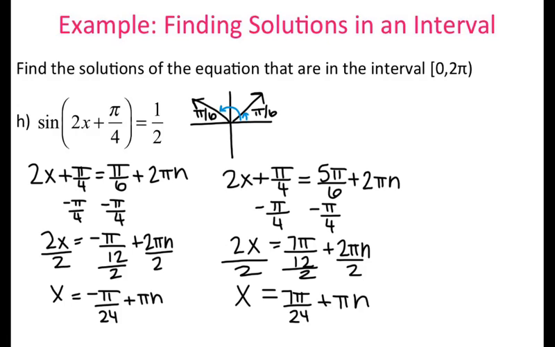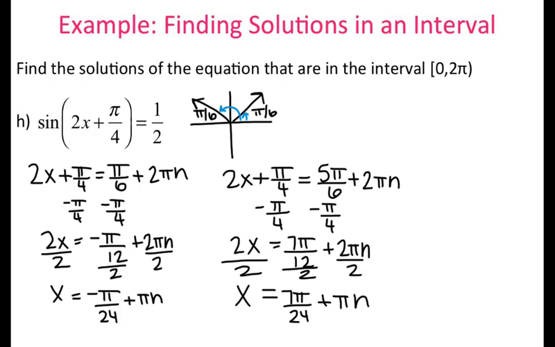But wait a minute, the question didn't say to find all the solutions, it said to find the solutions in the interval. So now we need to figure out which of these angles are in the interval. So negative pi over 24 is not in the interval from 0 to 2 pi.